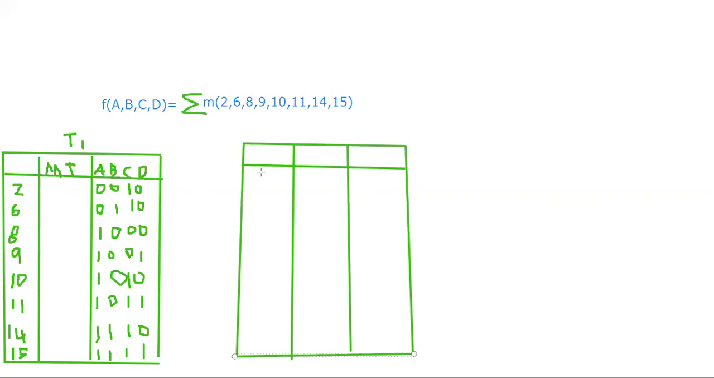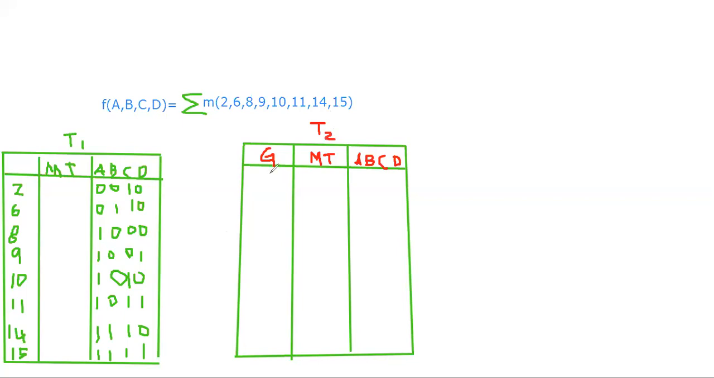So the first column is group, the second column is minterm, the third column is binary equivalent. So what is the first step we have to do? The first step, we have to write the equivalent binary. And what is table 2? What we have to do?